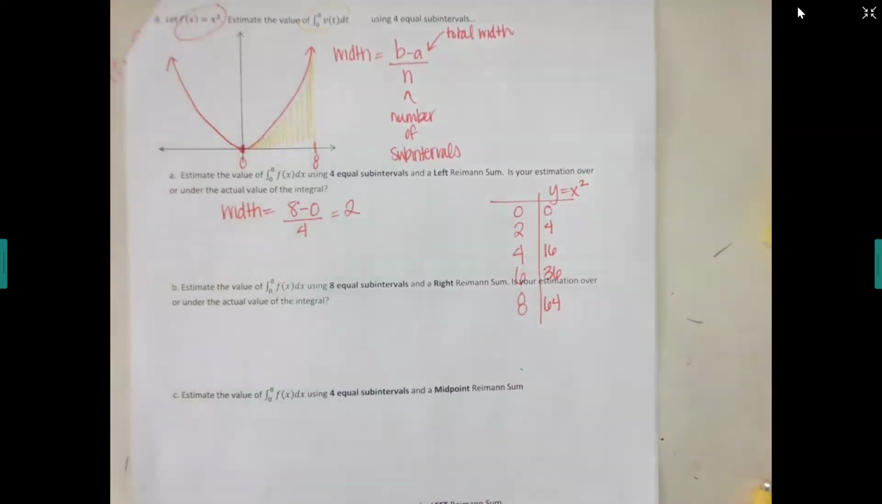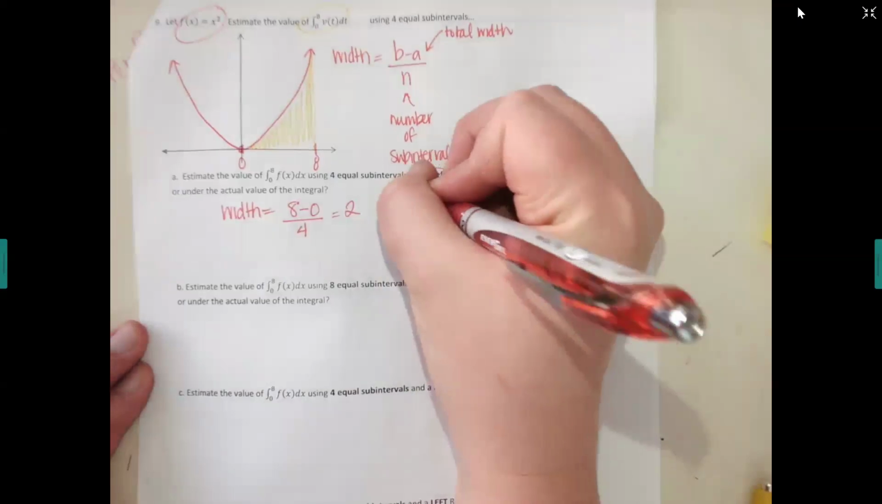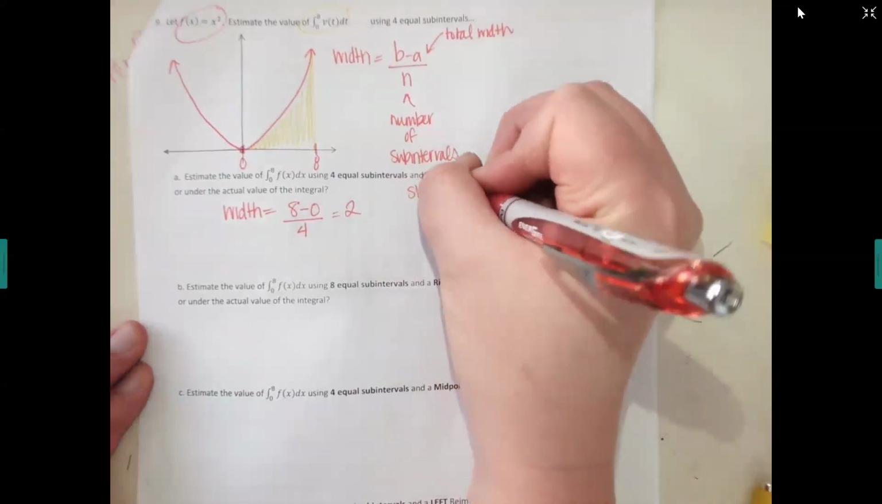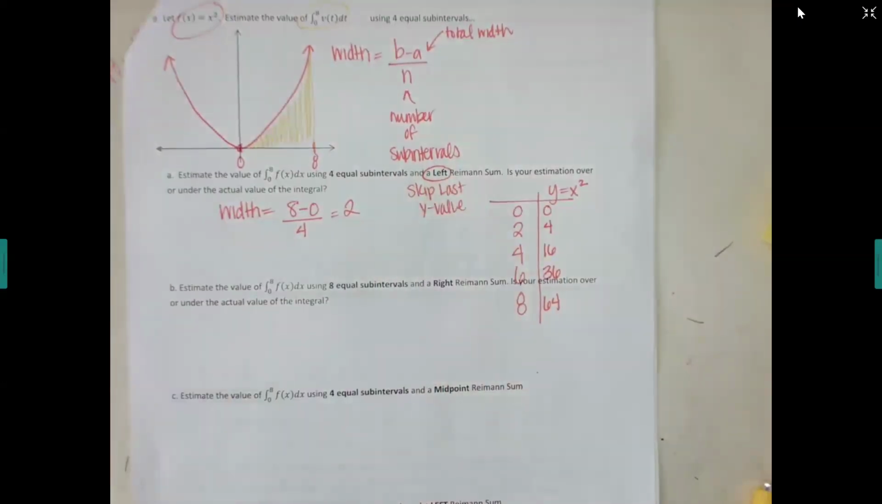Okay, then we're constructing a left Riemann sum, which y value will never get used based on the notes last time? For a left Riemann sum, who never gets used? Okay, you're going to skip the last y value for a left. And here's why if you don't remember. From 0 to 2, my left side y value would be 0. 2 to 4, it'd be 4. 4 to 6, it'd be 16. 6 to 8, it'd be 36. But my 64 is never a left side because it's the last point.